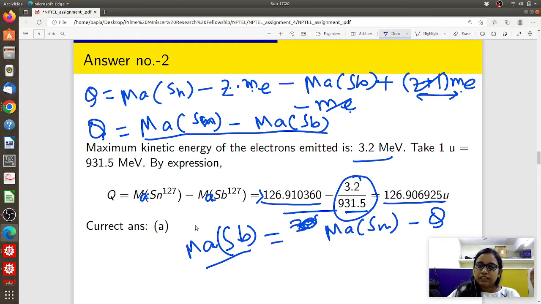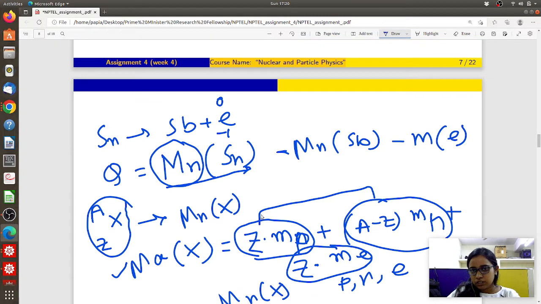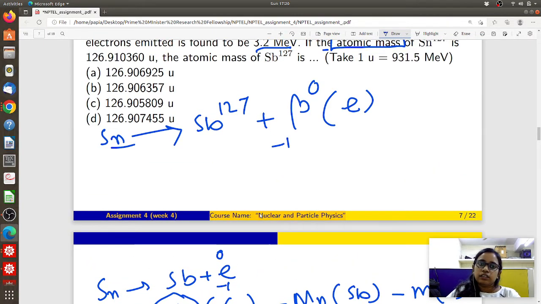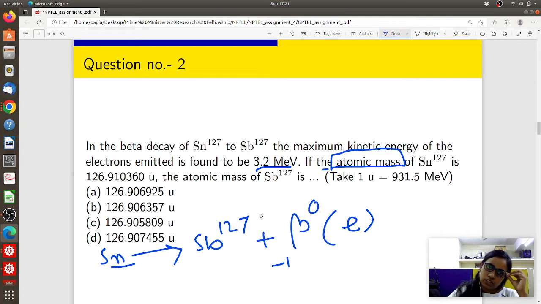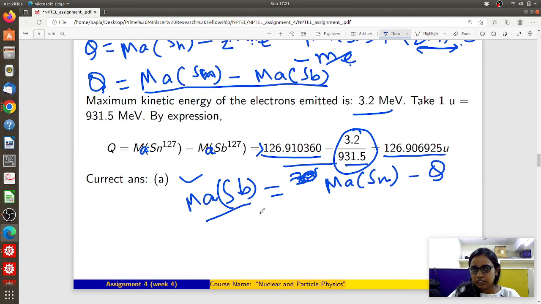So as I already see, the expression matches with the correct answer of A. Where is the correct answer of A? Yeah, the correct answer is 126.906925 U. So the correct answer will be the first one. So the atomic mass of Sb will be that one, 126.906925 U. So this is about the second question. I think it's already understandable by all of you, but still if there is some question you have to ask, you can ask me anytime. So this is basically the atomic mass of that Sb.